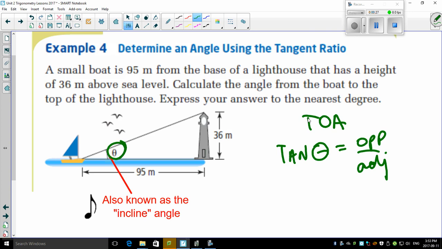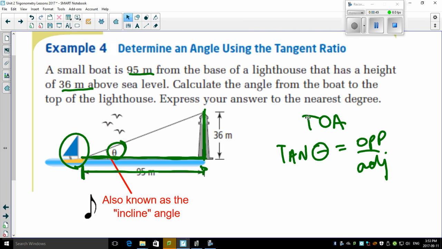Now let's read the question. It says a small boat is 95 meters from the base of a lighthouse. So there's our 95 meters right there. There's our beautiful little boat. How wonderful. Now, take a look at your lighthouse. Your lighthouse is 36 meters above sea level, which is right here. Now, here's sea level, here's 36 above, and guess what it makes? Yes, you've guessed it. There's the right angle triangle. So, yep, there it is.